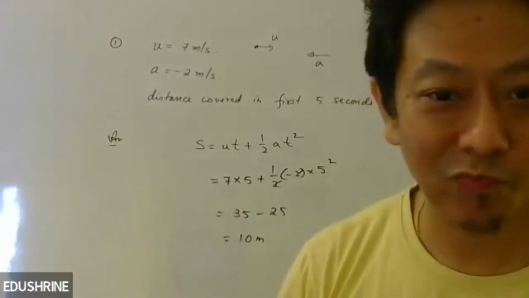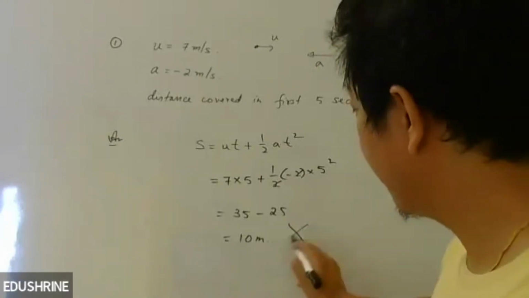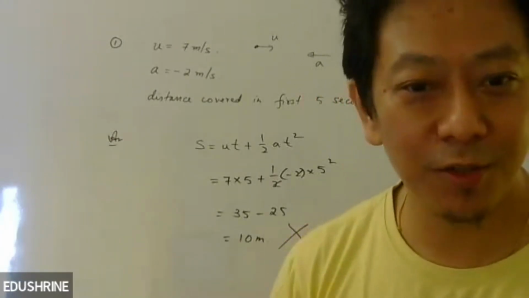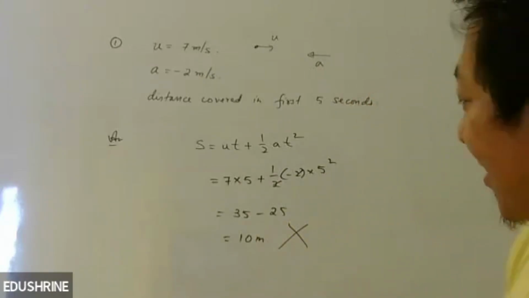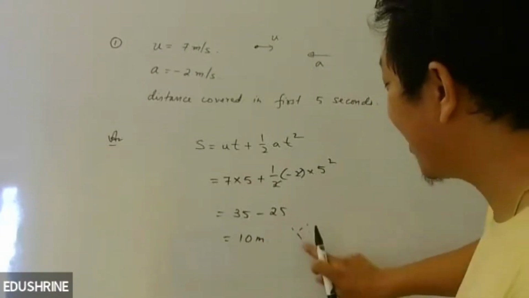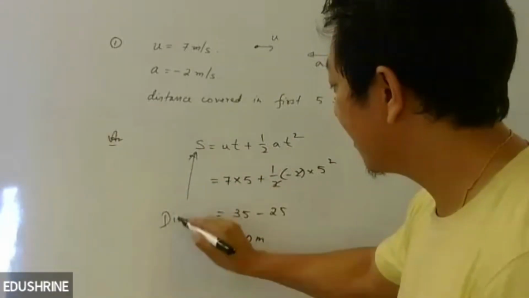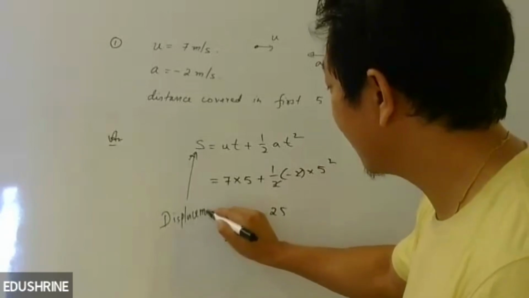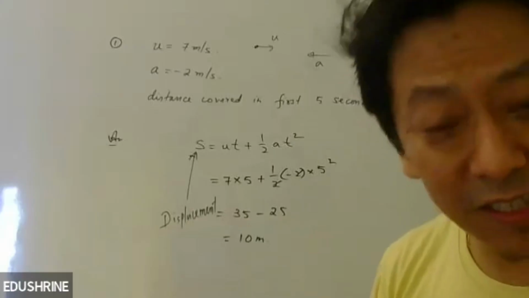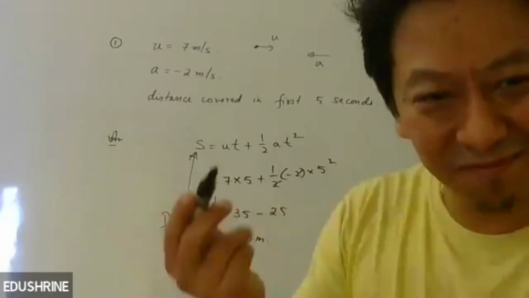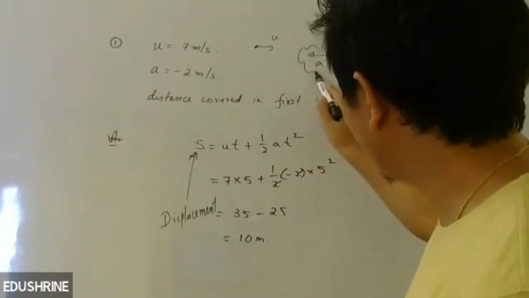Easy or not? Easy, but this is wrong. Who can tell why this is wrong? Very good, now you are telling. This is not distance. This is displacement, I told you. The question was to find distance. Now you will say, sir, it is a straight line. Yes, it is a straight line, but did you see where A is?